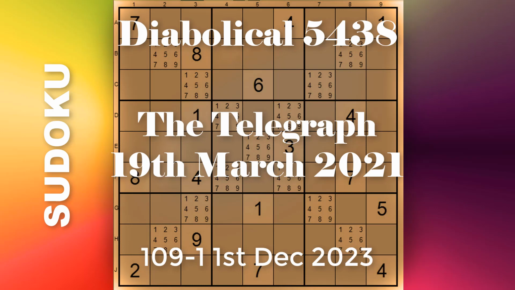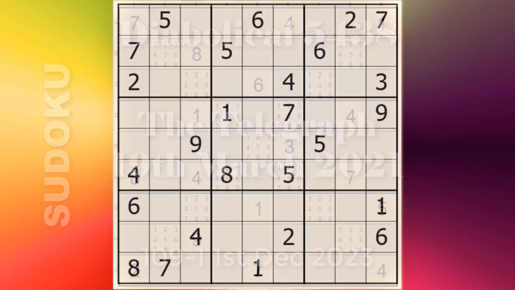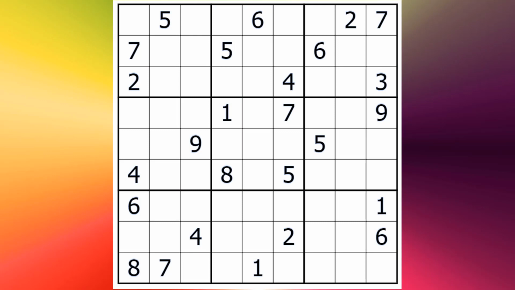Now in this series we're going back looking at the archives of the Telegraph newspaper of the UK, looking at their diabolical Sudoku puzzles. And today we're looking at the puzzle from the 19th of March 2021, which is their number 5438. Now last week's one was fairly diabolical, I have to say, and we'll just see how difficult this one is going to be.